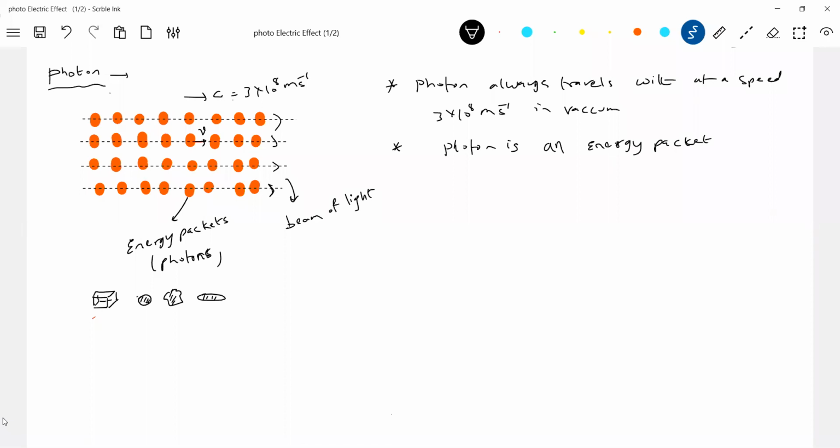What about the mass of the photon? As far as what we know from classical mechanics, or Newtonian mechanics, which is what we have discussed till now, in Newtonian mechanics we say the rest mass of the photon is zero.